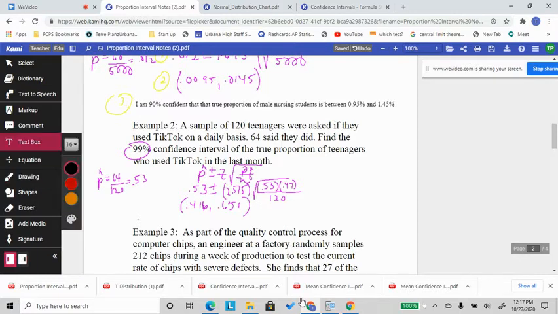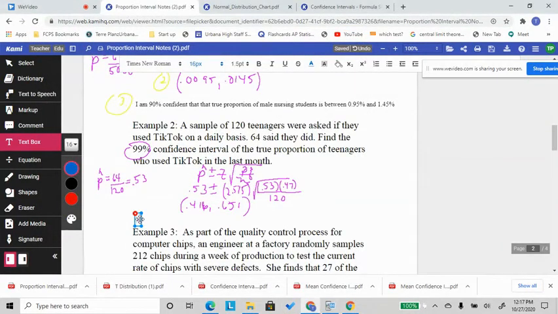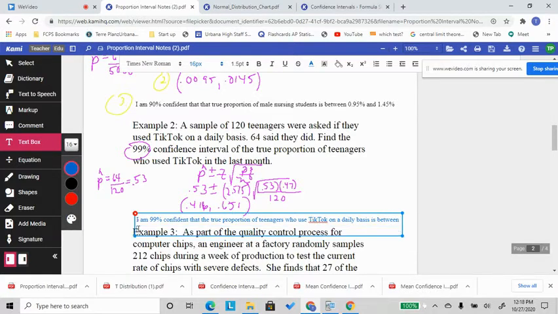And then for our text box, I'm going to say, I am 99% confident that the true proportion of teenagers who use TikTok on a daily basis is between, and now I'm going to change this to percentages, 41.6% and 65.1%.